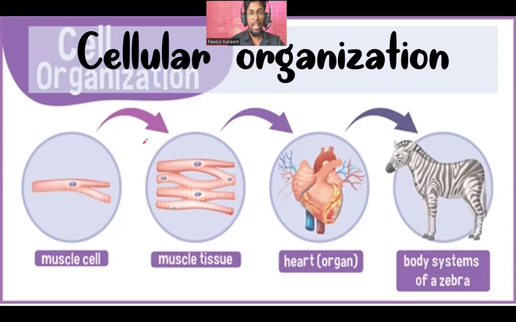For example, if I take a human, we have many systems: digestive system, reproductive system, respiratory system, circulatory system. So all these systems join together and an organism is made.